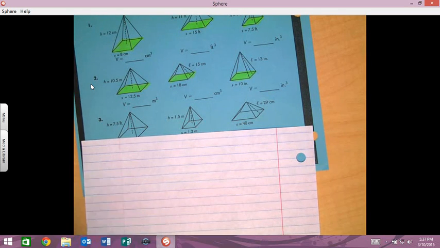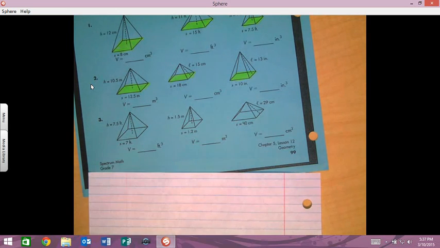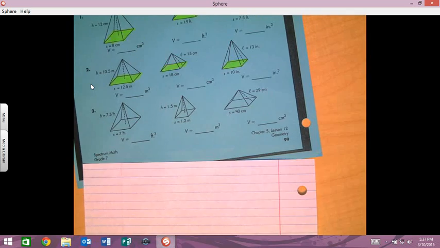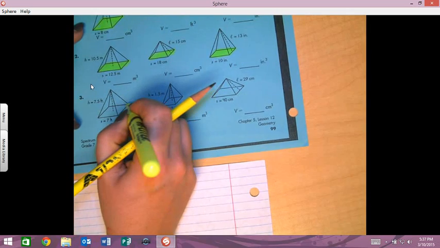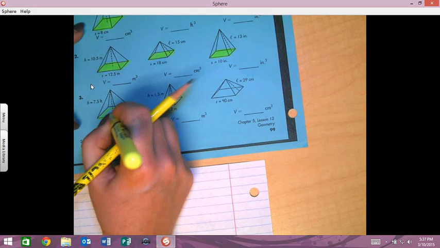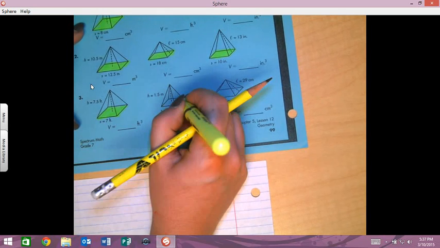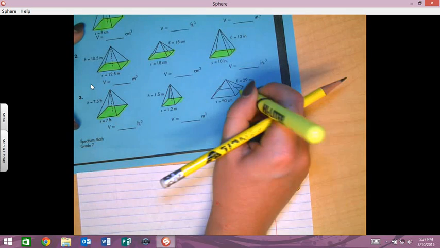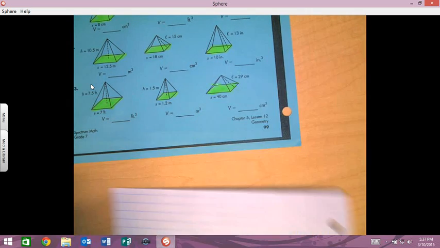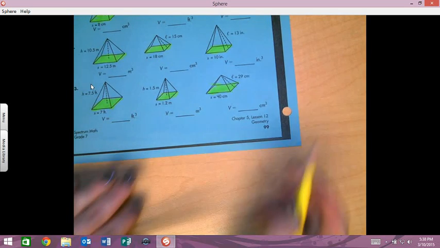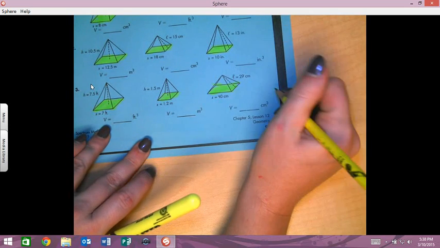Alright, so what we are going to do is we're actually going to be able to cross some of these out. Because in 7th grade, we do not work with slant height, because we don't do what is called the Pythagorean theorem. So all of the ones that give you the L, okay, the L equals, this little symbol right here, you're going to be able to cross out.